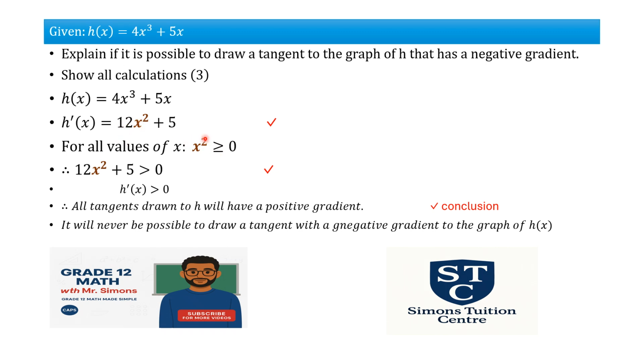At the same time, I'm multiplying x squared by a positive. So if x squared is always non-negative and I multiply it by a positive, then 12x squared will always be non-negative. If I take a positive answer and add a positive to it, it will stay positive. So therefore I can state that 12x squared plus 5 will always be greater than 0. So the gradient of my tangent, the first derivative, would always be bigger than 0. Therefore all tangents drawn to h will have a positive gradient. It will never be possible to draw a tangent with a negative gradient to the graph of h(x).